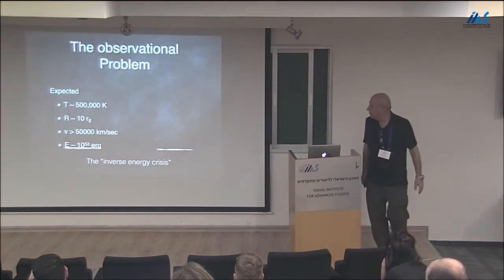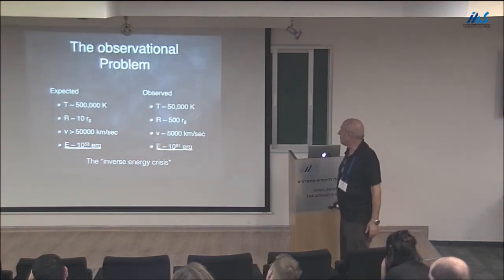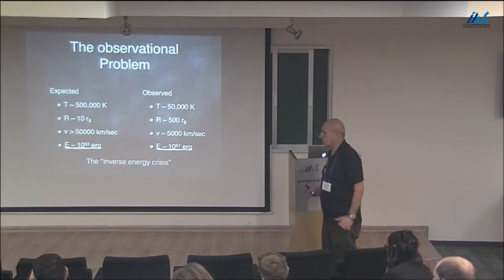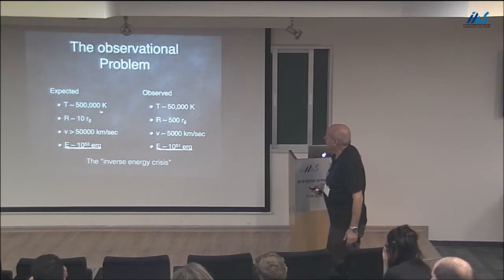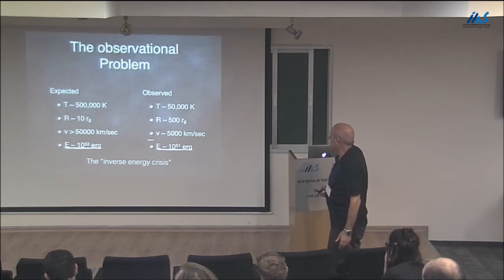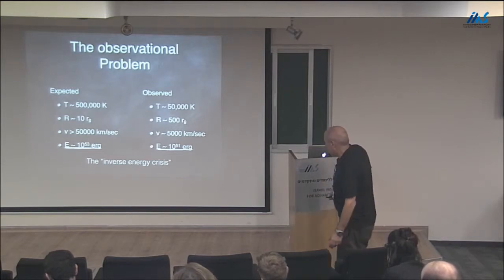And I already mentioned it here several times. This is what is expected if you form a disk. If you form a disk, this is what you expect. Temperatures of 5,000 degrees, you see 50,000. Radii of about 10 gravitational radii, you see about 500. Velocities larger than 50,000, you see 5,000. Total energy of 10 to the 53, we see 10 to the 51.